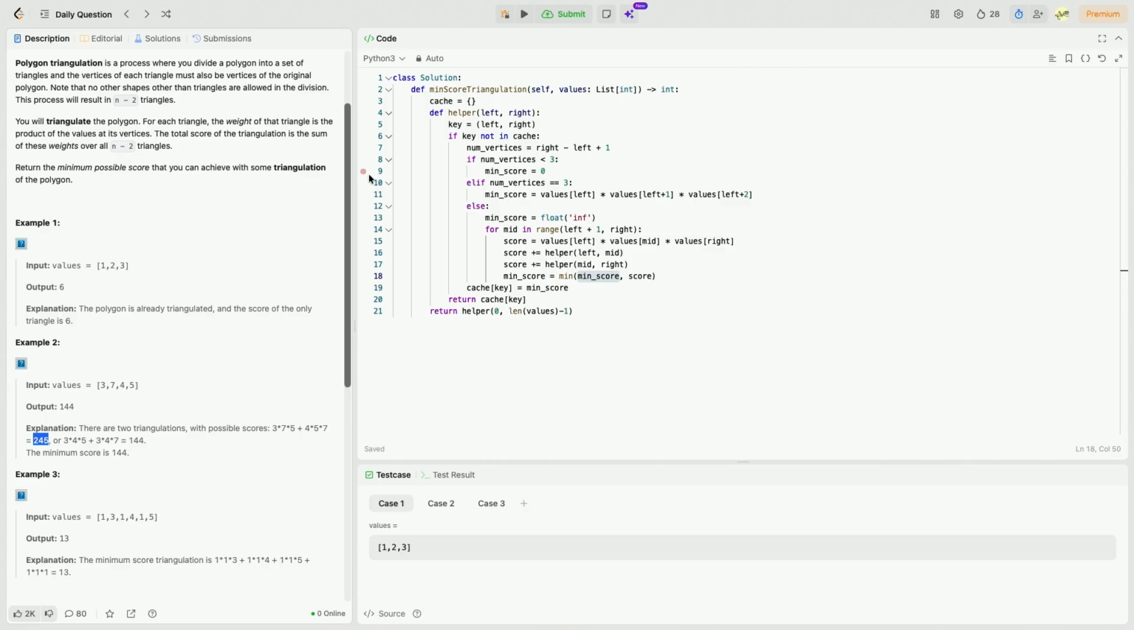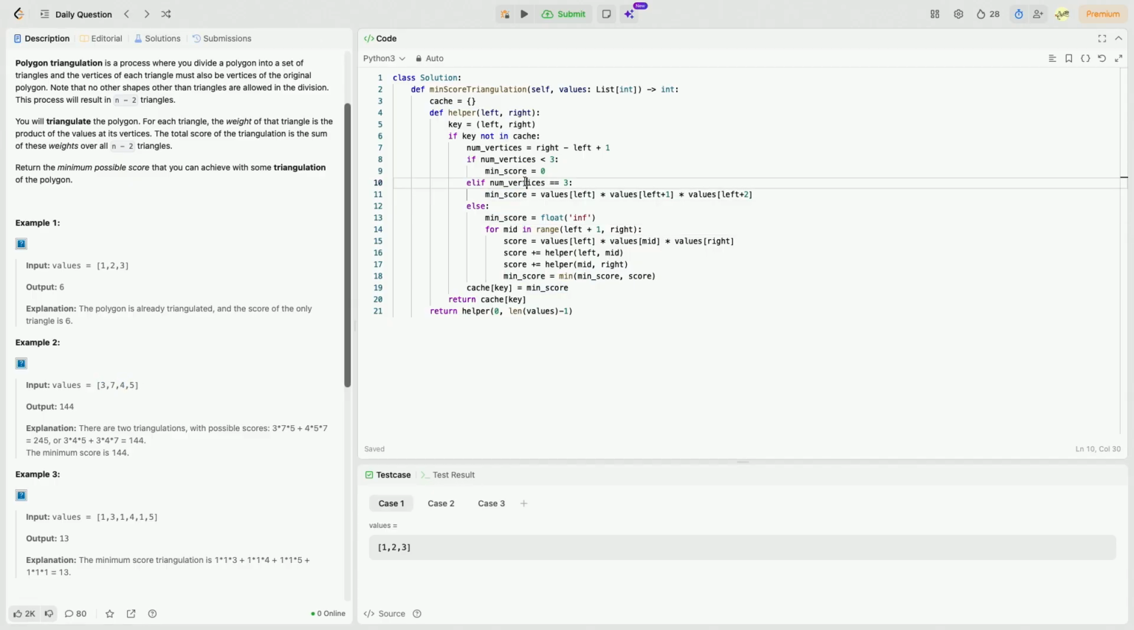Now we return, and we continue iterating with our mid, right? So mid was 1, and now mid is 2. So we're computing the score left times mid times right. So that will be 3 times 4 times 5. That's exactly this expression. And then we do the recursion from left to mid. So in our next recursion step, left stays 0 and right becomes 2.